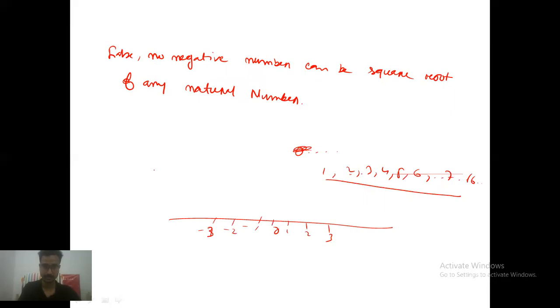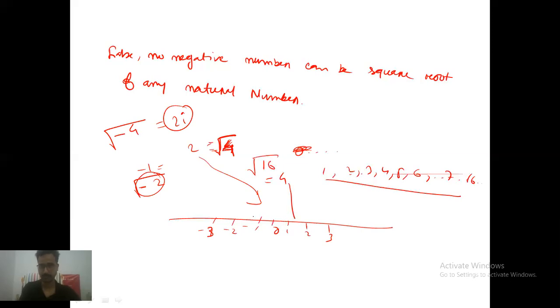Now see, -1 is not a square root of any natural number. -2 is not a square root of any natural number. 2 is a square root of 4. 4 is also a natural number, and 2 is a square root of 4. But -2 is not a square root of any natural number because root over -2 will be an imaginary number, or root over -4 is an imaginary number. It will be 2i, imaginary number. But root over 4 is a natural number. Now see, square root of 4, 2 we can plot in the number line. Yes or no? Square root of 16, 4 we can plot in the number line. Square root of 9, 3 we can plot in the number line.